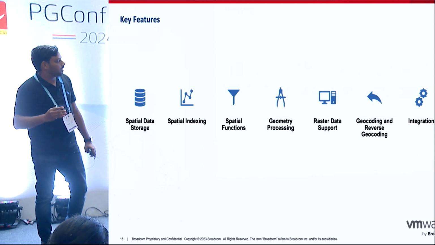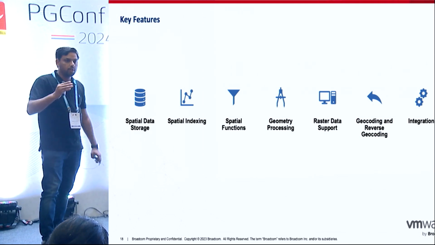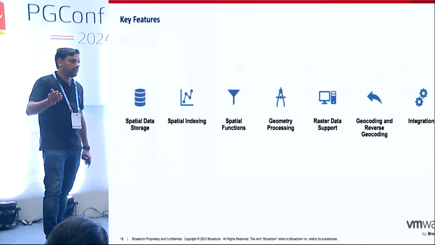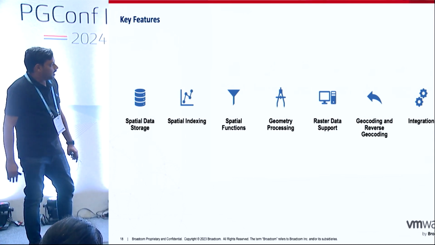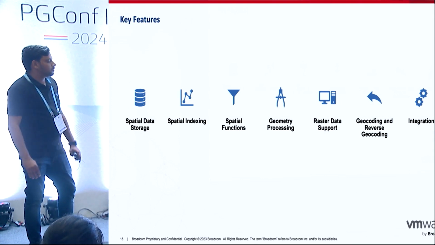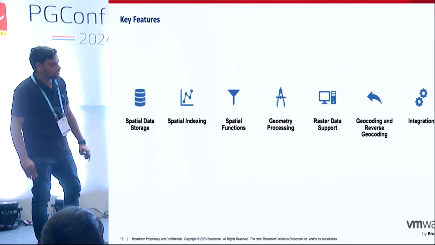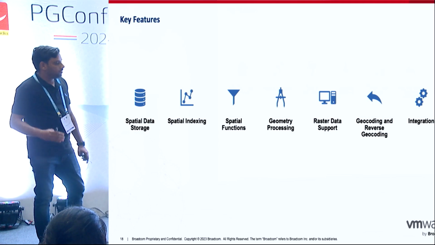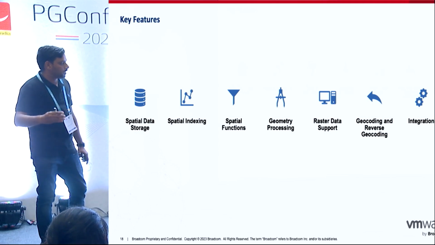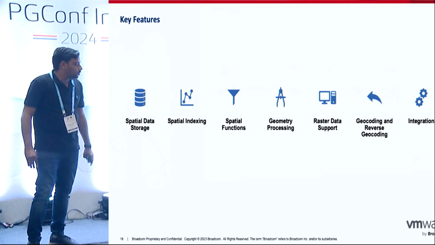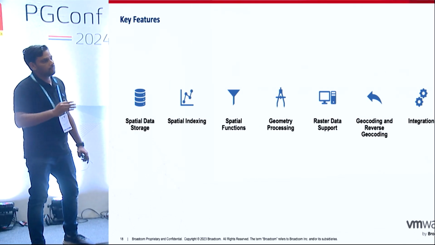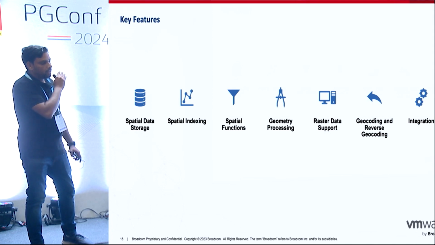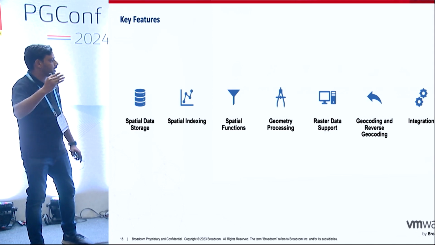Then we have geocoding, basically converting a point to long lat, and getting it back to the point from lat long. And PostGIS is based on the OGC and ISO standards. So it does have integration with third party applications like QGIS and MapServer. So it streamlines your application from development to database to visualization.